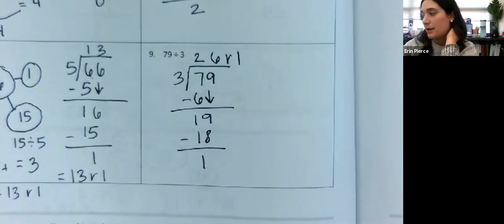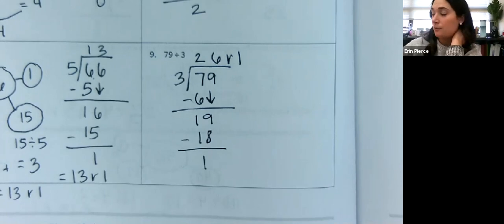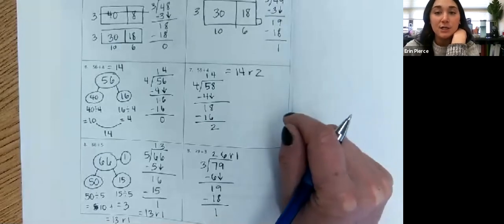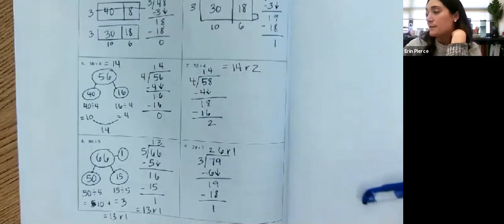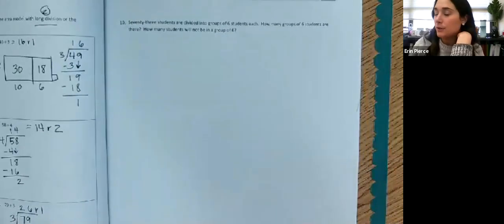Okay, I know that was a lot of work. You guys worked very hard for 10 minutes on your own. You just checked your answers with my answers, or you did what Eliza did and checked your own answers by doing multiplication and addition. We're skipping number 10. 10 can be done on your own, solved any way you would like.